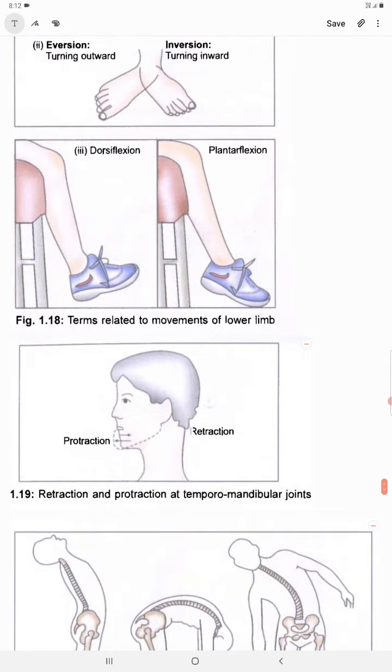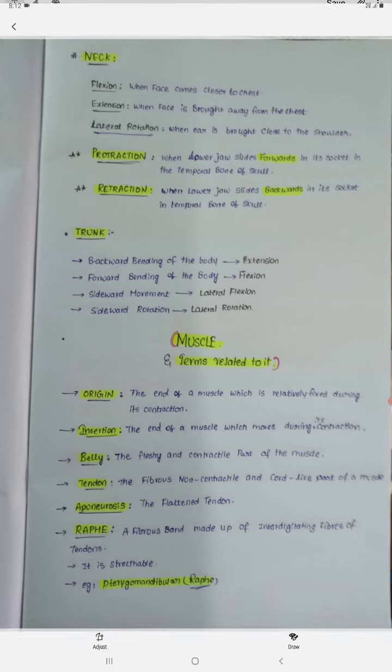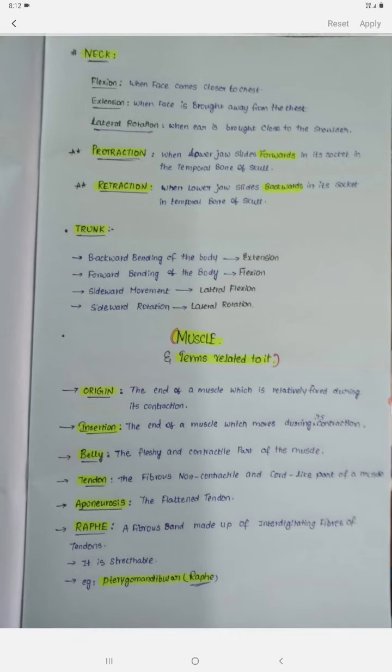And now remaining is the muscle and its terms. This is an extra concept you should remember, because all the sessions that will come further, upper limb, lower limb, abdomen, will have this concept, that is the muscle. So it is very important to know what the muscle is and what the related terms regarding the muscle are.